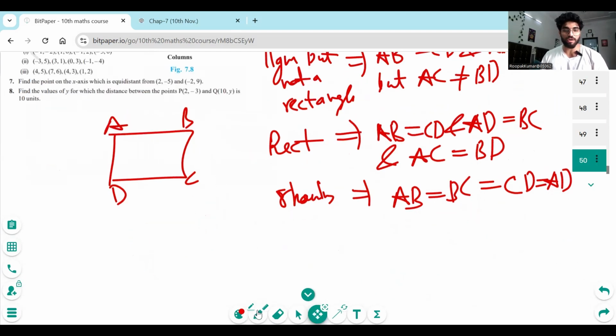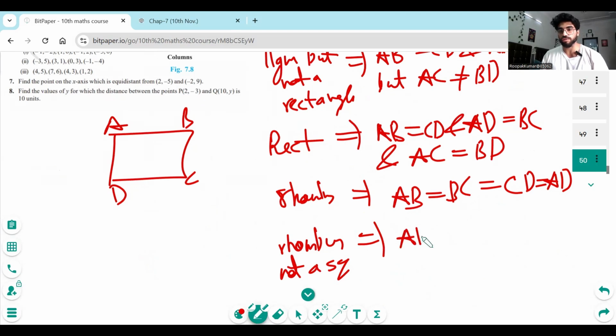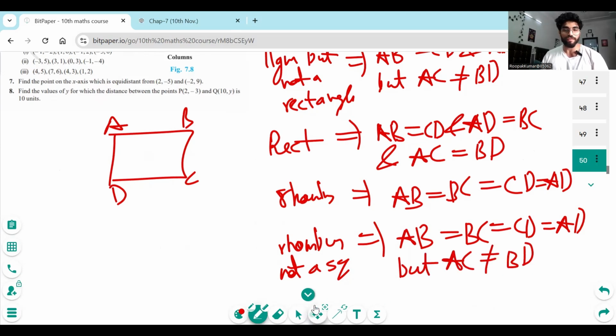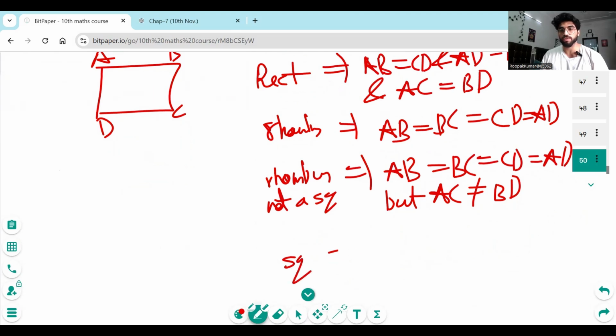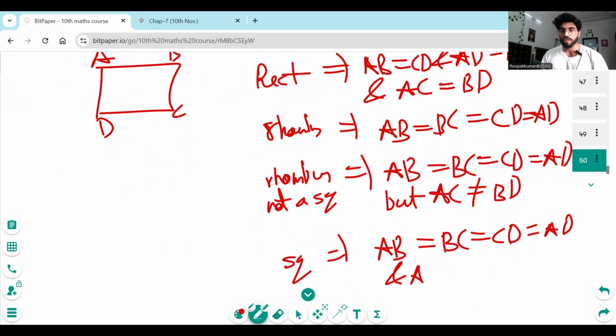And if you have to show that it is a rhombus but not a square, you will show that all the four sides are equal, but diagonals are not equal. And if you have to show that it is a square, you will show that all the four sides are equal and the diagonals are equal. You will get a hang of it. You don't have to mug these up. I will tell you a trick so that you can do everything.